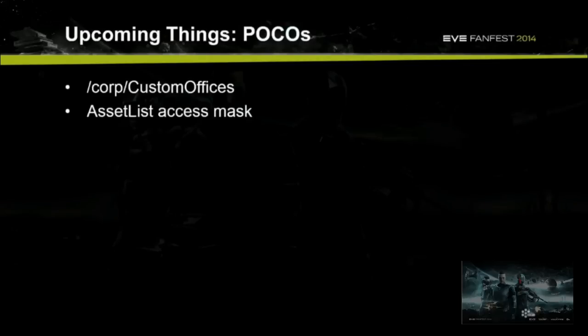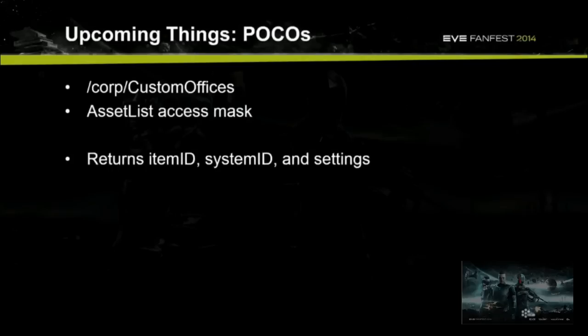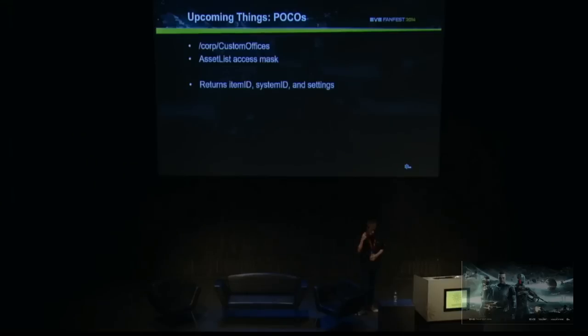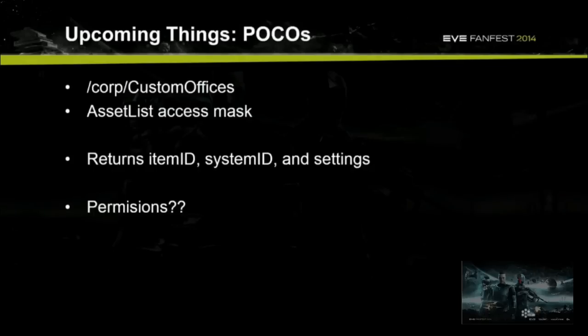You'll still need the same asset list access mask on the API key. It'll return an item ID, a system ID, and all the settings for it, the standings levels that are set for it, all that sort of information. I cannot tell you which planet it's at, but I give you an item ID, so go look up the XYZ and figure it out yourself. You can do that for POSes, like effort. I'm debating right now, exactly because I haven't looked at what you need to see this information in the client. I don't know if you need director or CEO, but I might put that on there. I don't know. Figure it out.